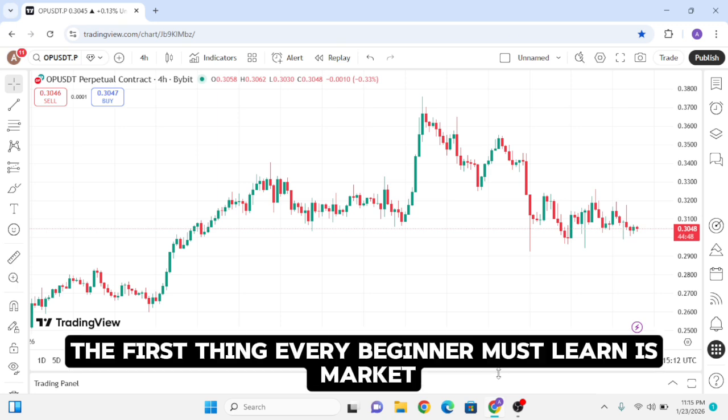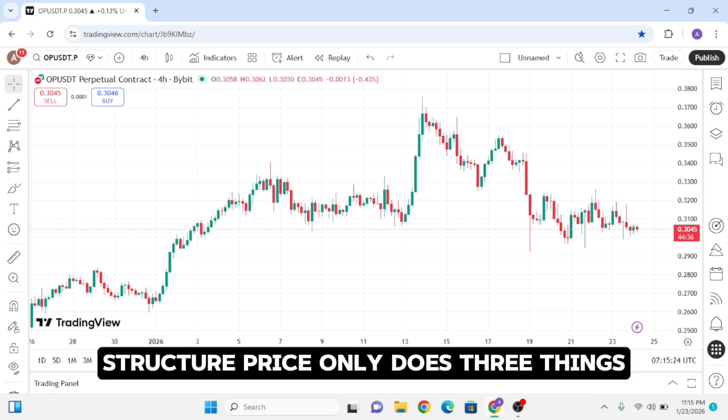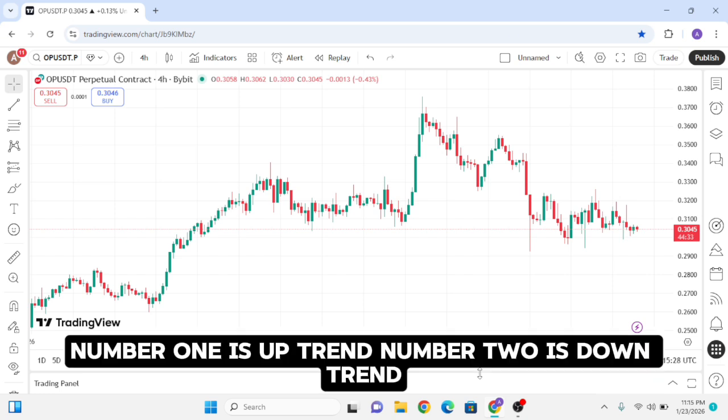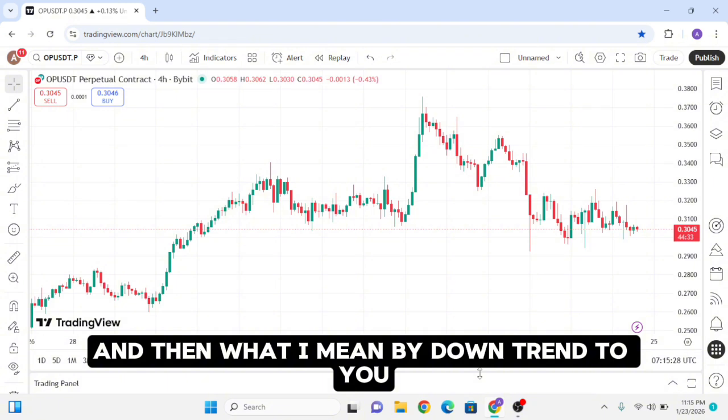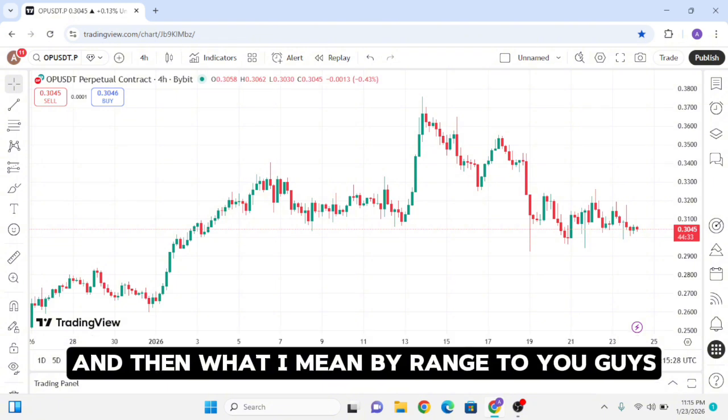Now, the first thing every beginner must learn is market structure. Price only does three things. Number one is uptrend. Number two is downtrend. While number three is range. Firstly, let me explain what I mean by uptrend, and then what I mean by downtrend, and then what I mean by range.